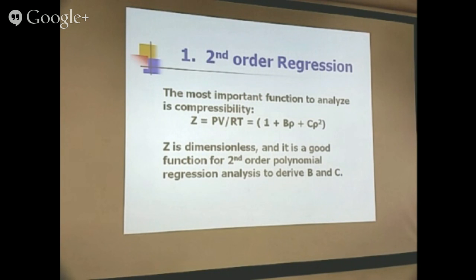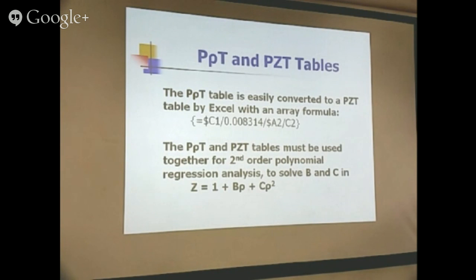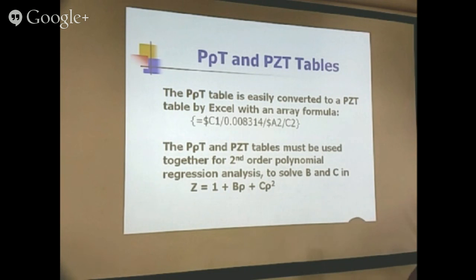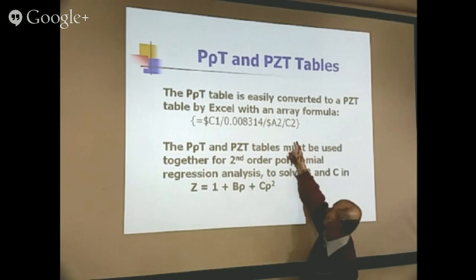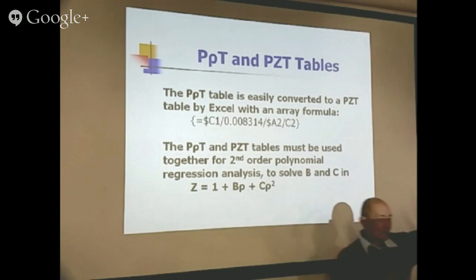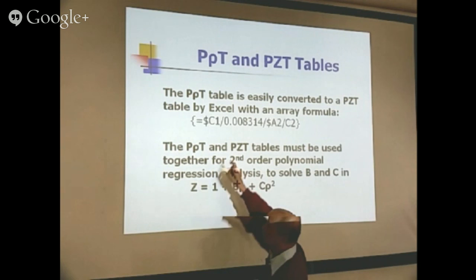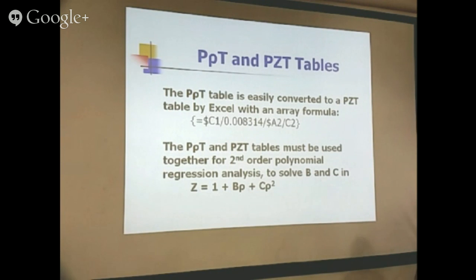Actually, spreadsheet, Excel can solve B and C almost automatically. So I scan everything into the Excel. That's a P rho T table. And from the P rho T table, I can generate the PZT table automatically with this Excel array formula. If you have the main table entered into C2, which is the upper left corner of the entire array, and C1 is the row of pressure, and then A2 is the column of temperature.